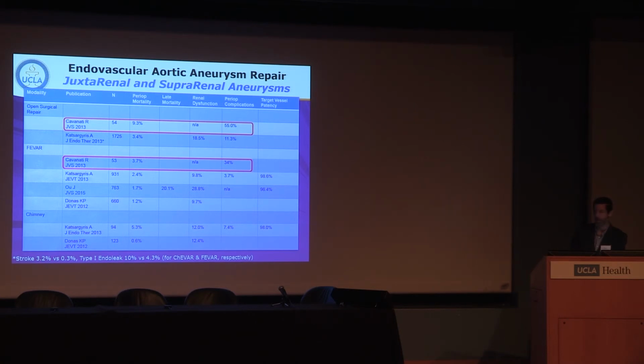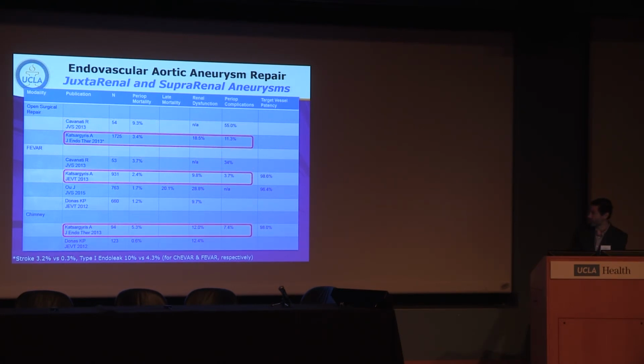And looking at some of the series, both single center series as well as some meta-analyses on this topic, we find some pretty consistent trends across the board when comparing open surgical repair with one of these percutaneous or endovascular strategies. We tend to see lower rates of perioperative mortality, lower rates of renal dysfunction, as well as lower rates of postoperative complications. In this particular study, that's true for both mortality and perioperative complications, which were reduced in the fenestrated endograft group relative to the open group.